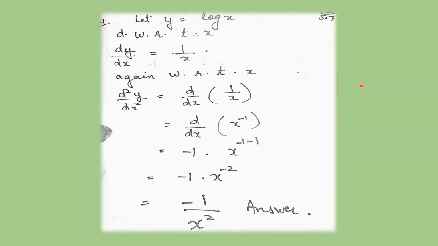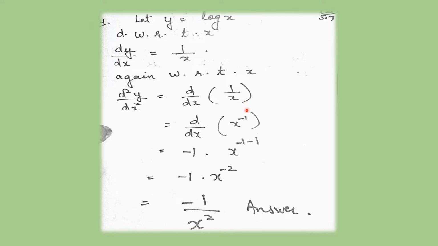Now the fourth question, that's a very small question. Let y is equal to log x. Differentiate with respect to x. Very simple. You will write dy by dx. What is the derivative of log x? It is 1 upon x. So you get dy by dx is equal to 1 upon x. Now again differentiate with respect to x. This you will get d square y upon dx square is equal to d by dx of 1 upon x.